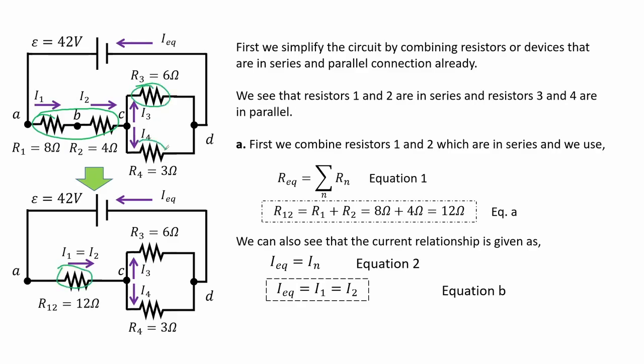For letter A, first we combine resistors 1 and 2, which are in series, and we use equation 1. We see that the combined resistance is 12 ohms, shown in equation A. We can also see the current relationship as shown in equation B.